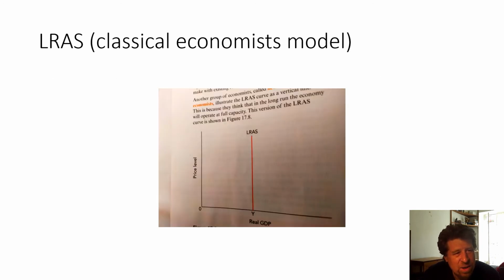The classical economist model assumes, this is the long-term aggregate supply curve, it's just straight up because it assumes we're already at full capacity.